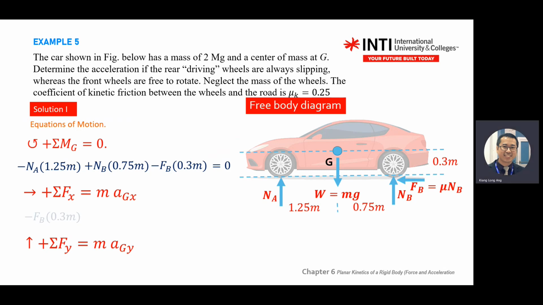How to find MAGX? Force in X is F. Okay, so this one, I think I didn't put in the kinematic diagram. In the kinematic diagram, you focus on acceleration at G. Acceleration to the front there. So FB, 0.3 meter equal to mg. Wait, sorry, this one should be NB, not FB. Typo error. So same. Y also same. NA plus NB minus W equals 0.